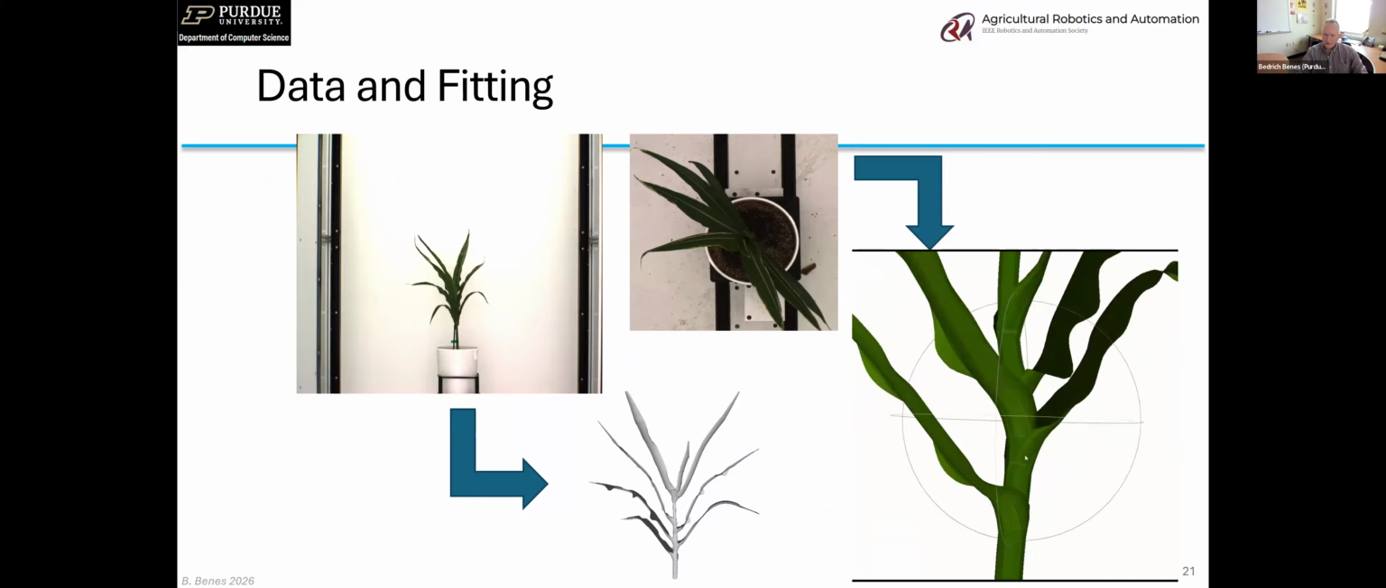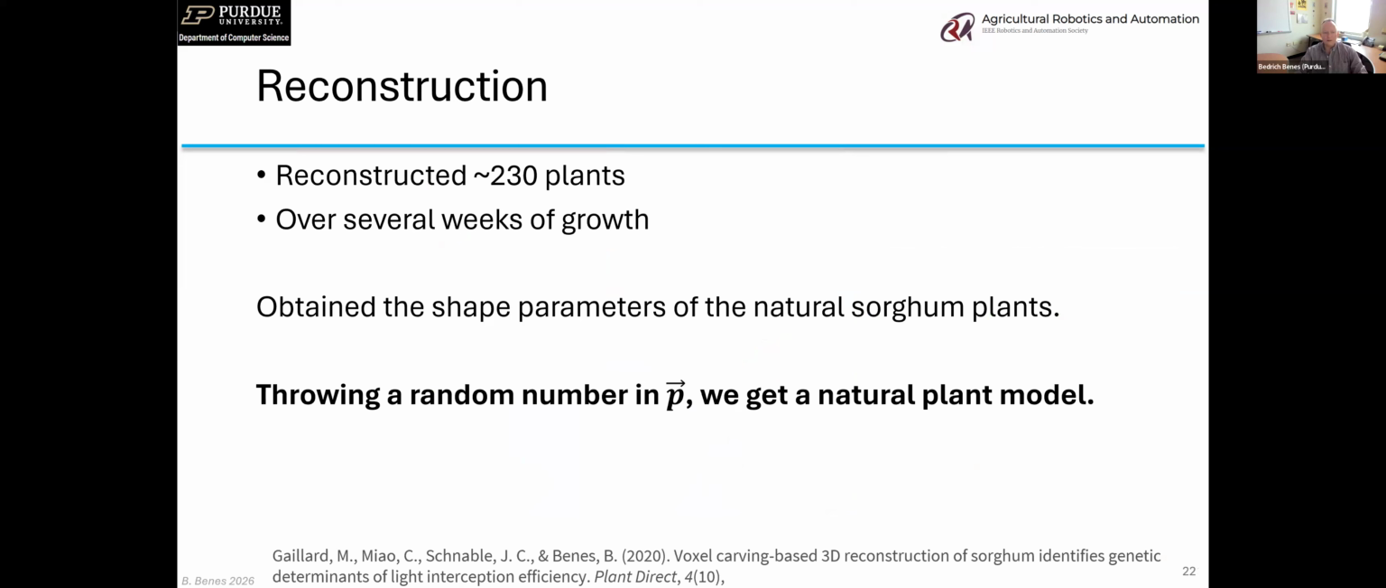And then eventually what we did, we took 230 plants from the phenotyping facility over several weeks of growth, and we ended up with a set of parameters that correspond to the real plant. And this is really important. It means that every parameter that we had was represented as some kind of Gaussian distribution. That was the branching angle of leaf one was something plus minus some variance.